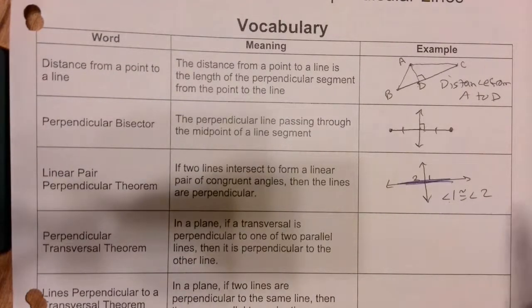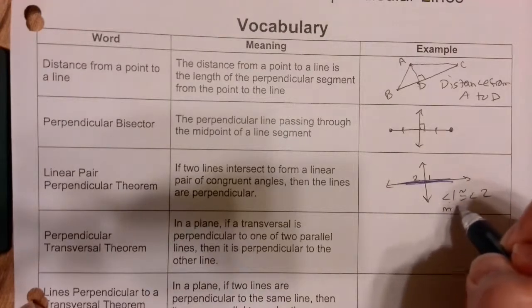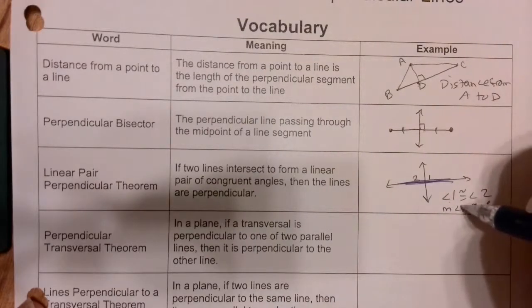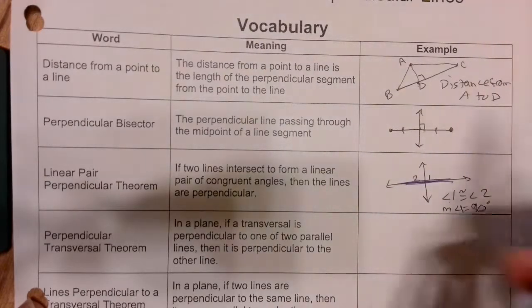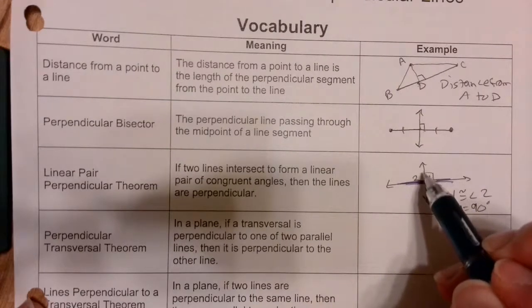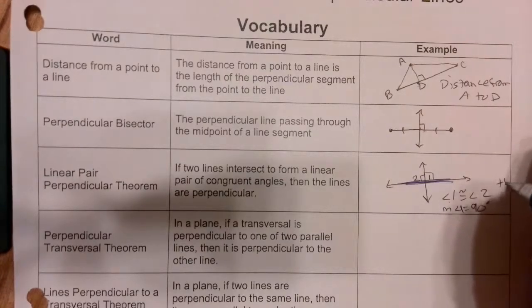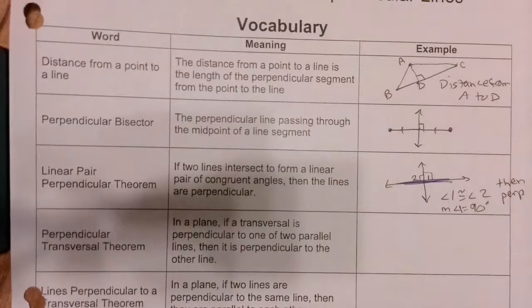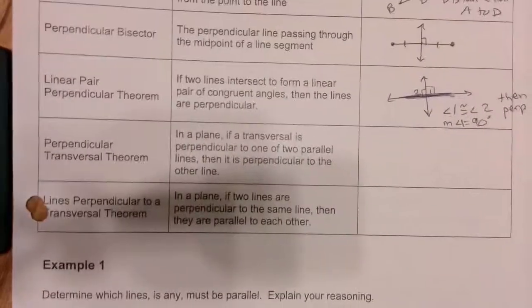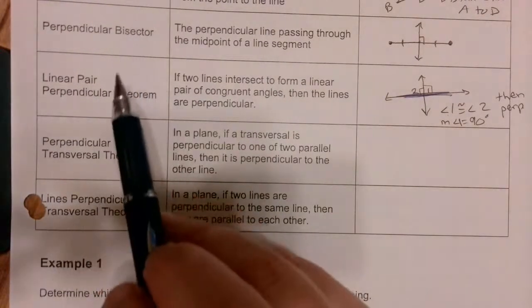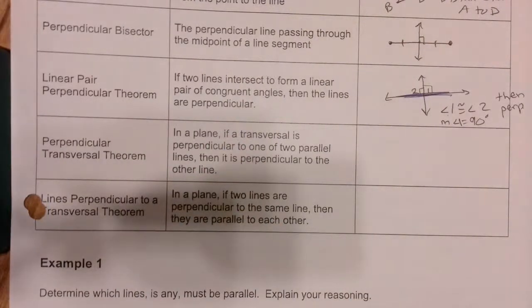So if they are the same, then the measure of angle 1 is equal to 90 degrees, and the measure of angle 2 is equal to 90 degrees, which means if this is a right angle and this is a right angle, then they are perpendicular. Because the two angles have to be 90 degrees. And that is called the linear pair perpendicular theorem because it talks about linear pairs with a perpendicular line.